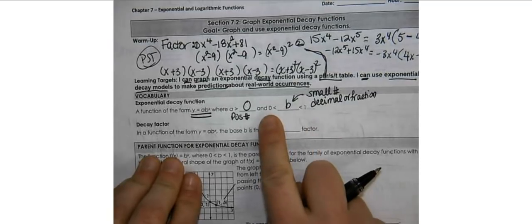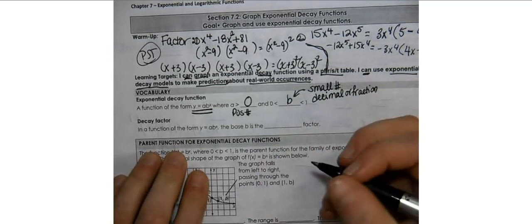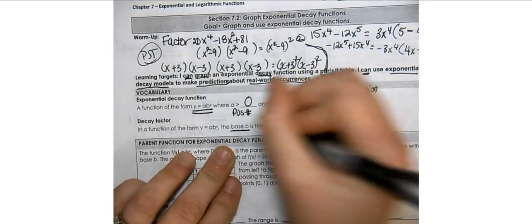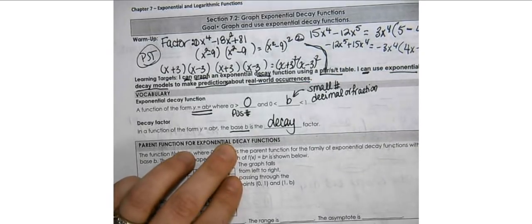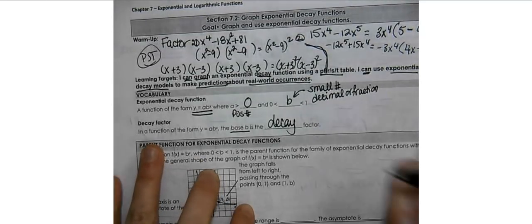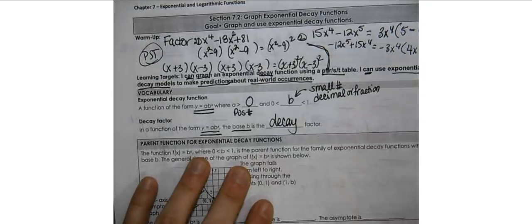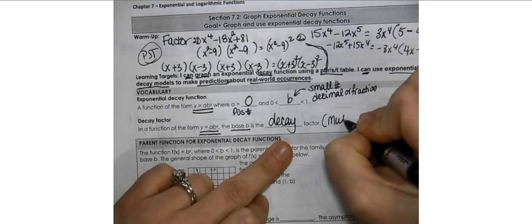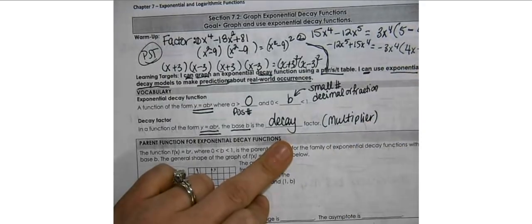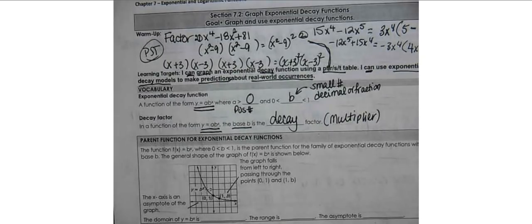And whenever you have a b value that's in between 0 and 1, what we end up getting is a b value, our base value, becomes a decay factor. So in the past, when b was greater than 1, b was our growth factor. Now, in any function written in the form y equals a times b to the x, our base now becomes the decay factor. Once again, we call that our multiplier. It's the number that we're multiplying each time in order to get the next number, or to get our next value on the graph. So if you see a decay factor, you're essentially going to be looking for your b value.